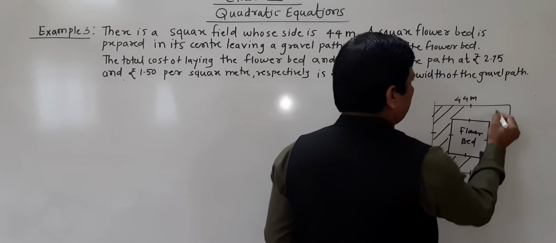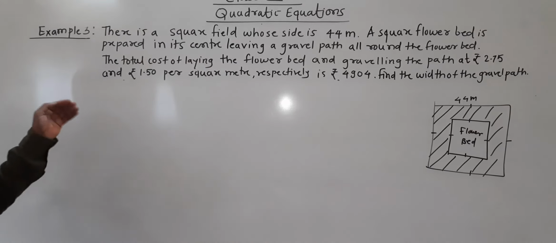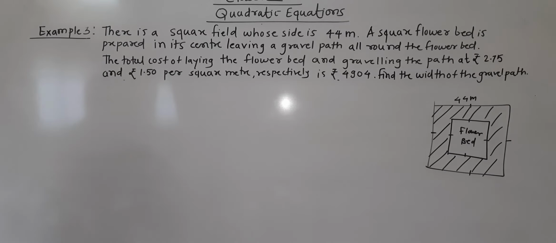This is the gravel path all around the flower bed. The total cost of laying the flower bed and graveling the path, at rupees 2.75 and rupees 1.50 per square meter respectively, is rupees 4,904.